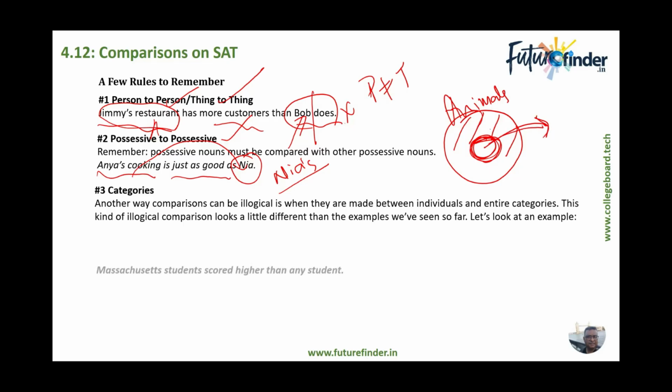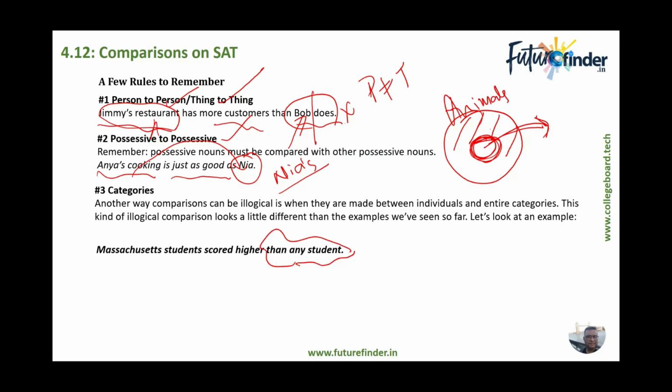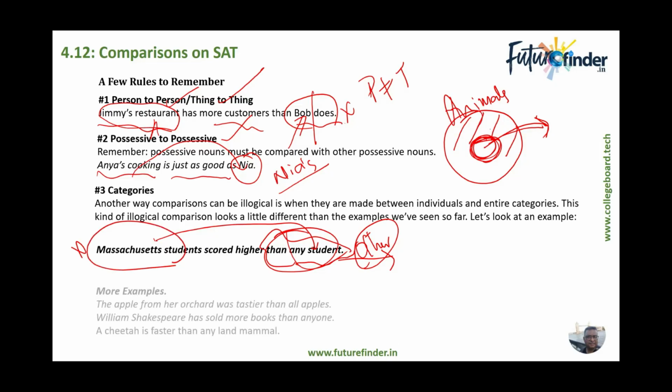So let's take some examples. Massachusetts students scored higher than any student, right? This is an illogical comparison because Massachusetts students are also a part of this student fraternity. So there has to be "any other student" out here, wherein we take this subset out of the whole set.